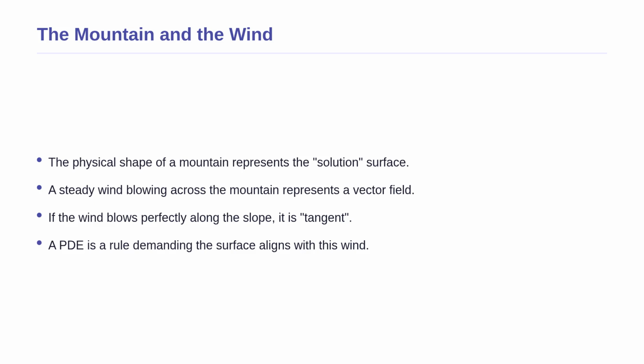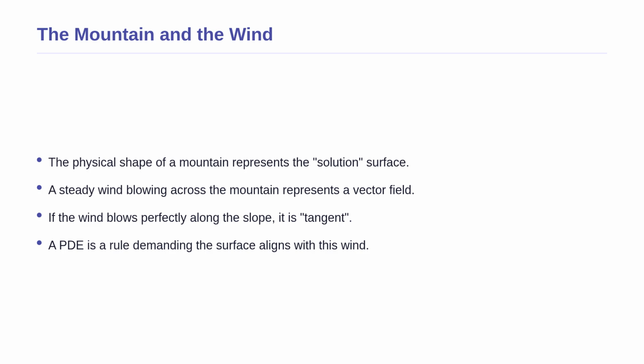To understand what a partial differential equation is, imagine you are hiking on a vast rolling mountain range. The physical shape of this mountain represents the solution to a mathematical problem. Now, imagine a steady wind blowing across the mountain. If this wind always blows perfectly along the slope of the ground, never pushing straight up into the sky or down into the dirt, it is tangent to the mountain.